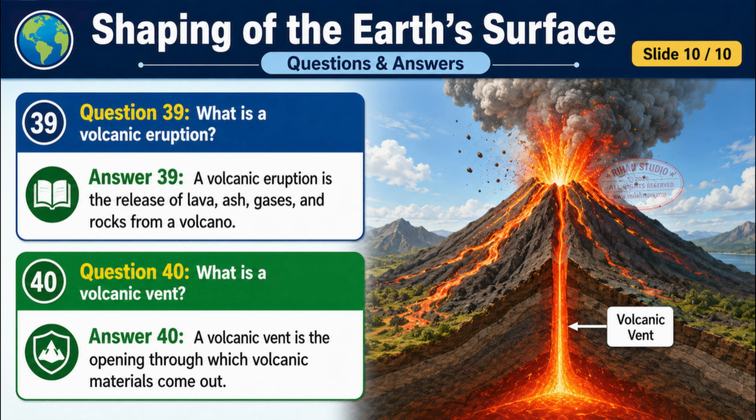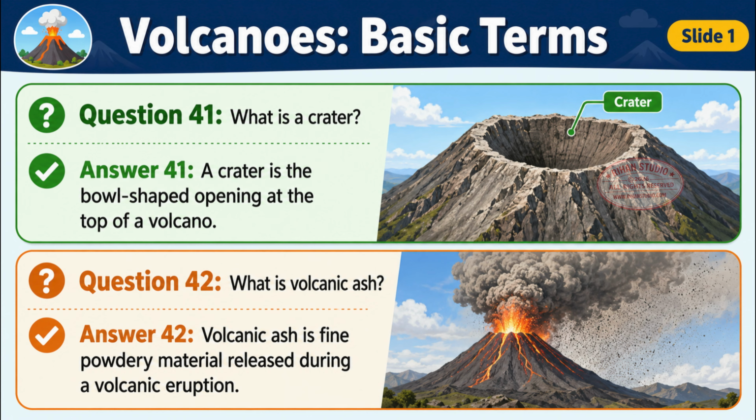Question 40. What is a volcanic vent? Answer 40. A volcanic vent is the opening through which volcanic materials come out. Question 41. What is a crater? Answer 41. A crater is the bowl-shaped opening at the top of a volcano.